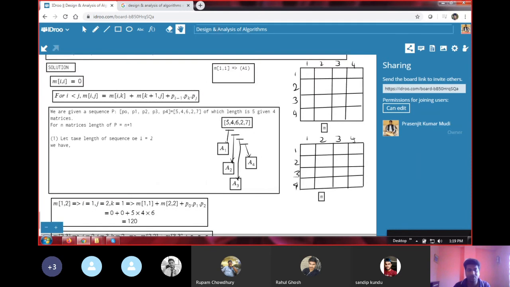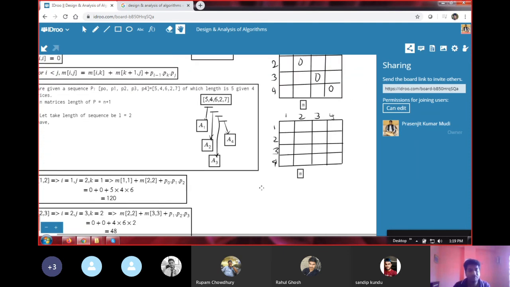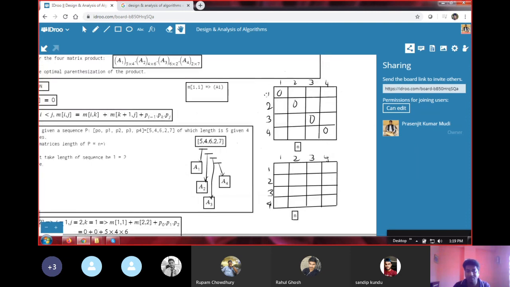So M11 equal to 0. That means immediately you fill up the table like this. This is 0. This is 0. This is 0. And also this is 0. Okay. And as you got only a single value for M12, no other possible value is available for M12. So M12 is going to be this 120. So fill up that position by 120. So this is the cost of multiplying a product A1 dot A2.